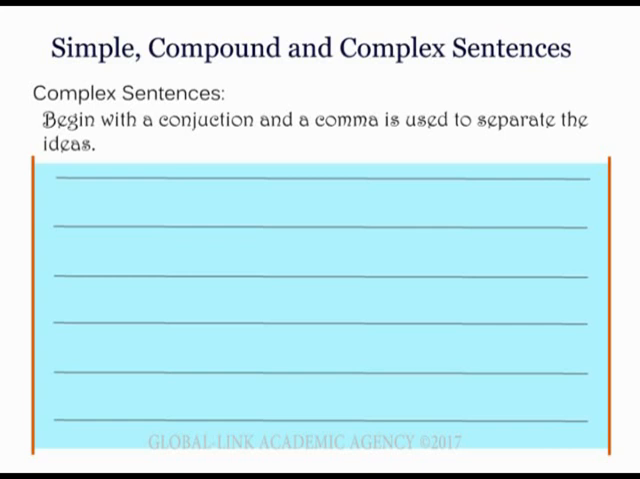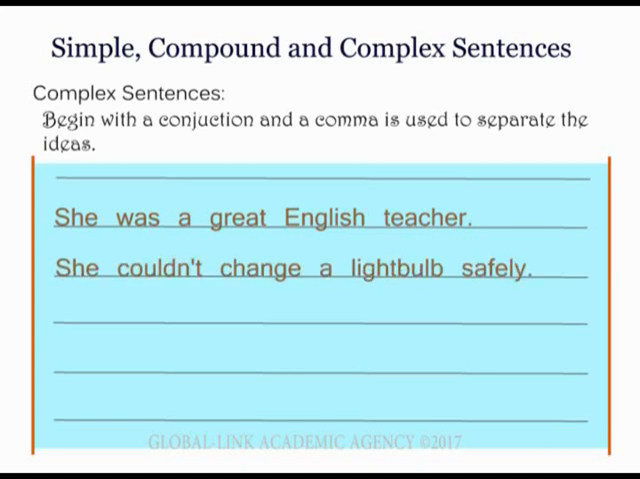So let's have a look at a little example of that. What I'm going to give you first is 2 simple sentences. So, she was a great English teacher, full stop. She couldn't change a light bulb safely, full stop. So those sentences at the moment look like they've got nothing to do with each other because they're just 2 separate simple sentences. What we're going to do is change them up so that they are joined together in a complex sentence, and you'll see what this looks like now.